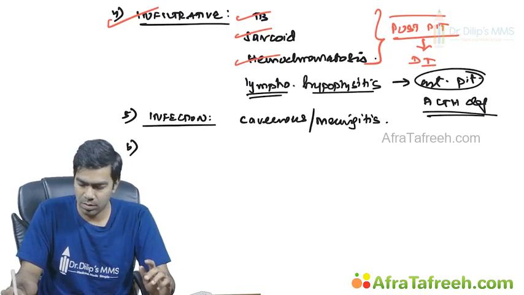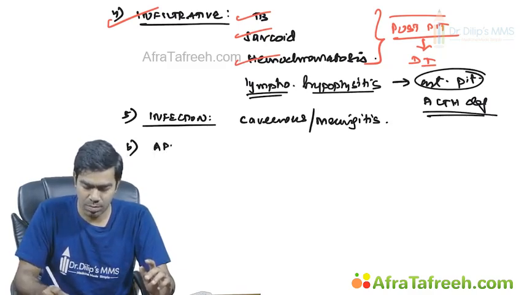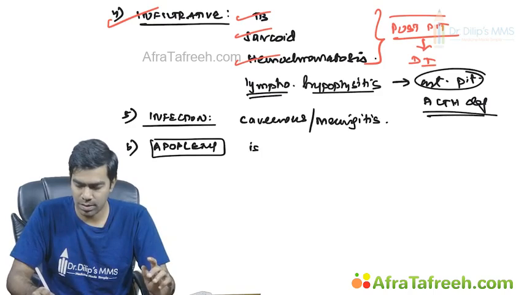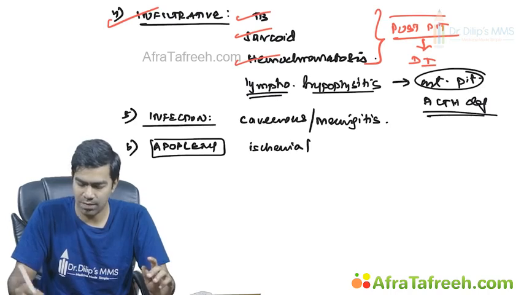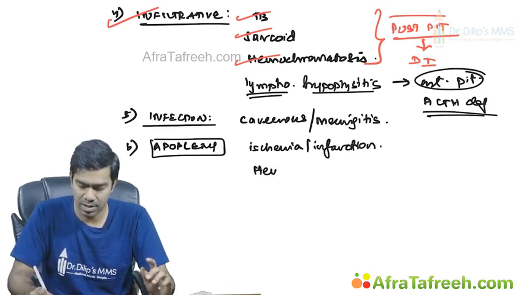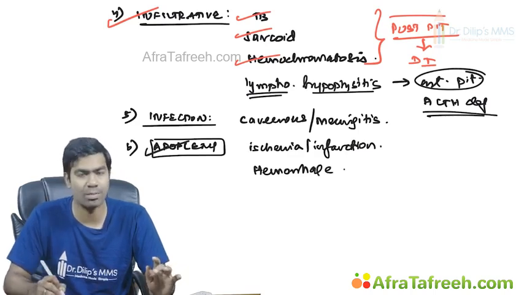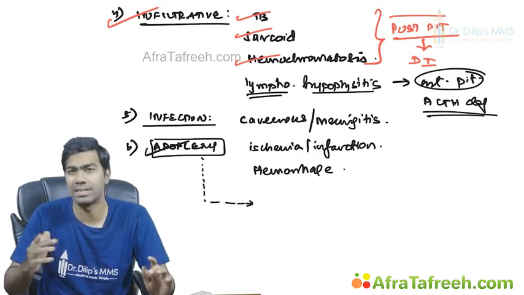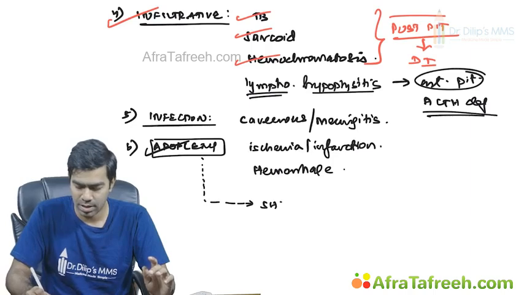Number 6, you can get a condition called pituitary apoplexy, where it is due to ischemia or infarction of the pituitary, or it could be due to hemorrhage into the pituitary. Both conditions are called apoplexy. But there is a subtype of apoplexy which is considered a separate disorder called Sheehan syndrome.